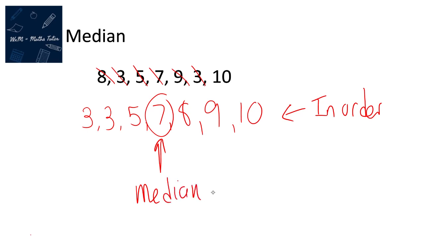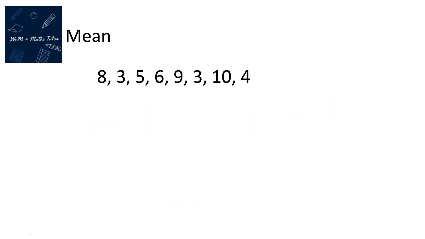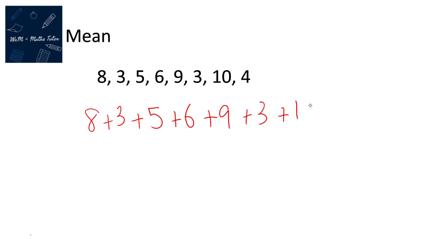And then lastly, to find the mean, remember this is the average that people tend to use the most. So here we're going to add up all of our bits of data. So we're going to do 8, add 3, add the 5, add the 6, and the 9, and the other 3, and the 10, and the other 4. Now, when we add all those together, we get 48.